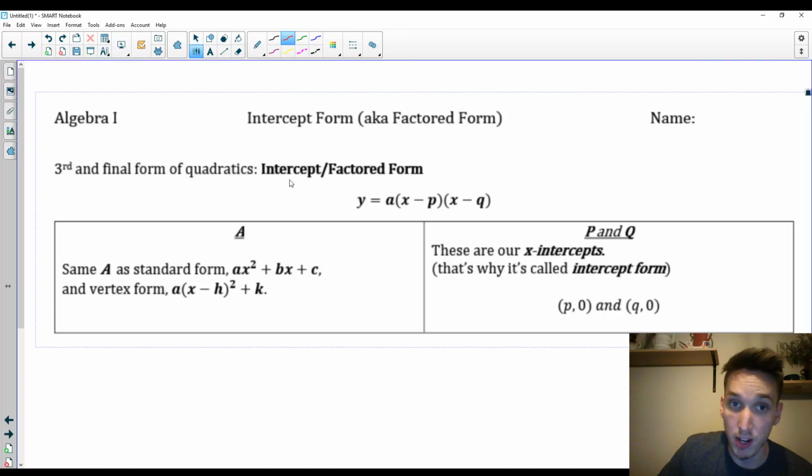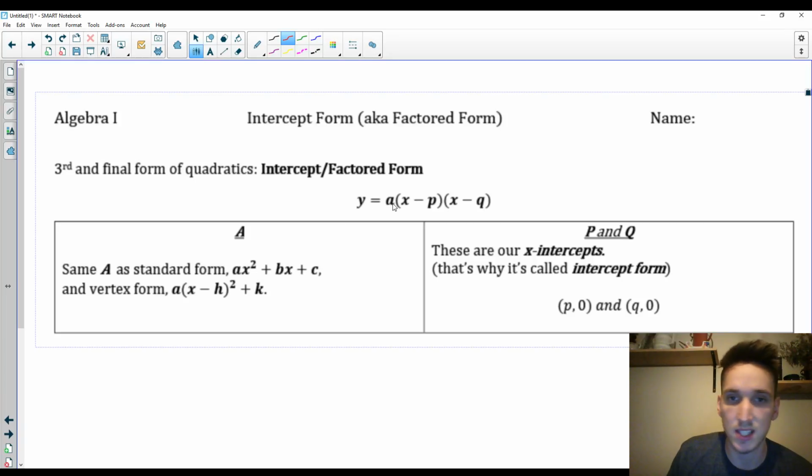Factored form or intercept form, you'll hear me call it more often, is this third form, and you can see that right here. A times x minus p times x minus q, right? And intercept form, right from the name, it gives us the x-intercepts. And the reason it's sometimes called factored form is because you get this form by factoring a standard form equation. And we'll look at an example of that later.